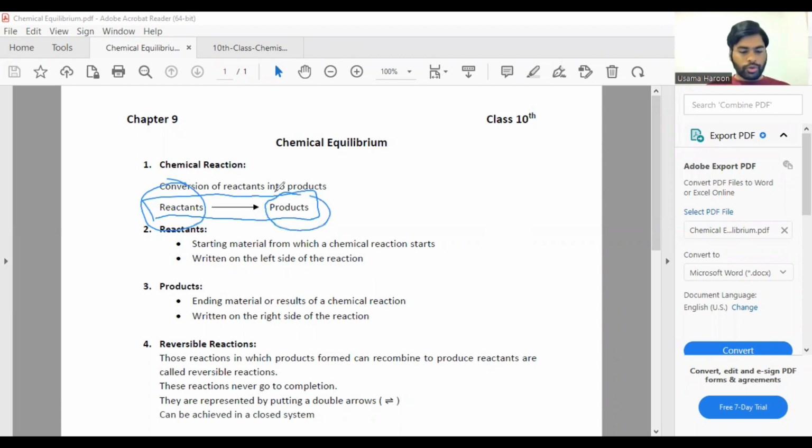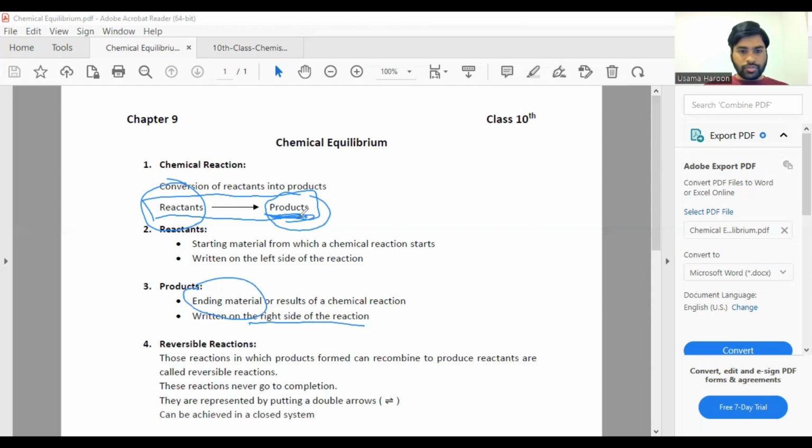So let's move on towards the products. Product is basically the end result or ending material of a chemical reaction. Whenever there is a chemical reaction, there will be certain reactants that will be converted into products. So whenever these reactants are converted into products, we'll say that these are the ending materials. Let's suppose we wanted to prepare water. We'll take hydrogen and oxygen. So hydrogen and oxygen will be our reactants, and the water which is produced at the end of the reaction will be our product. So the ending material or result of a chemical reaction is known as the product, and it is always written on the right side of the reaction as I have shown you here.